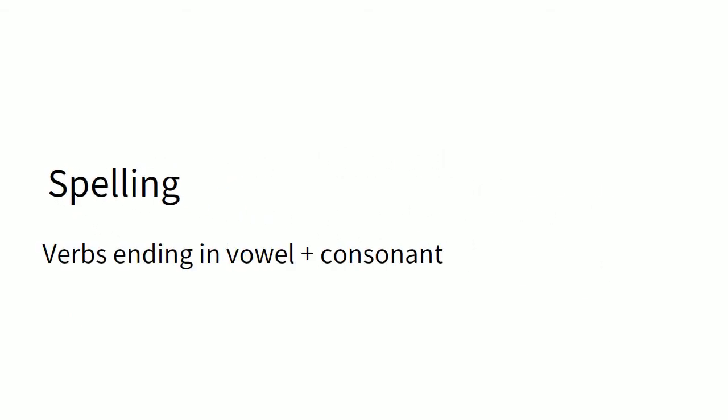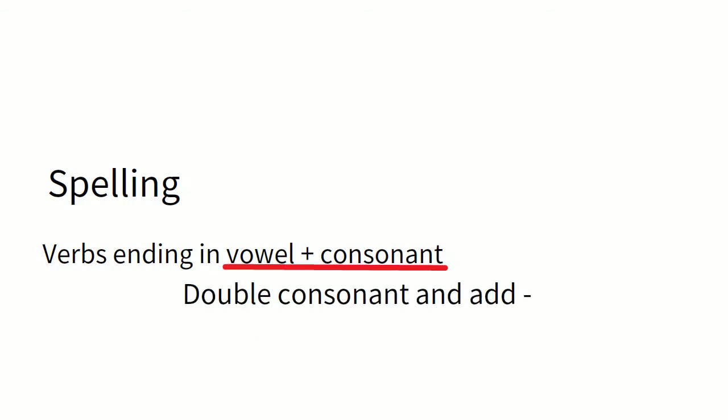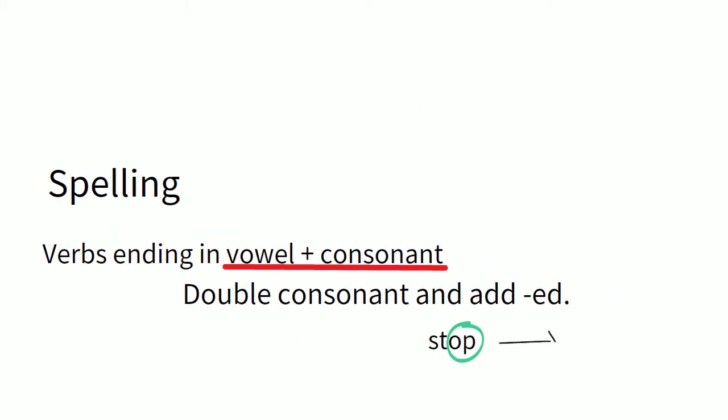Let's look at the spelling rules. Usually, we just add an ed, but if the verb ends in a vowel plus consonant, we double the final consonant and then add the ed. For example, stop ends in op, a vowel consonant. So we must double the p and add ed. Stop becomes stopped. Another example, commit becomes committed.